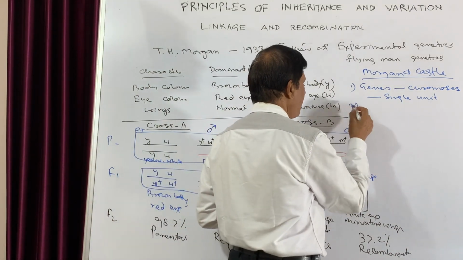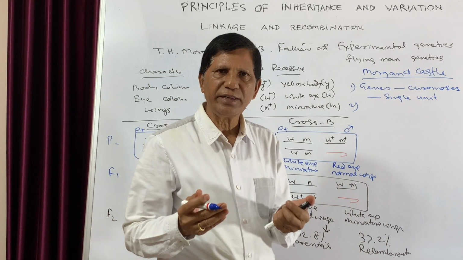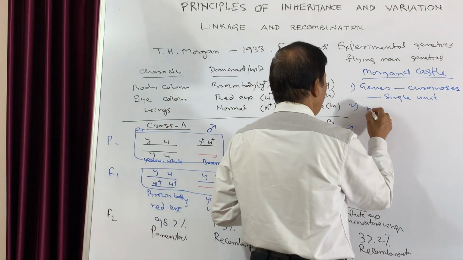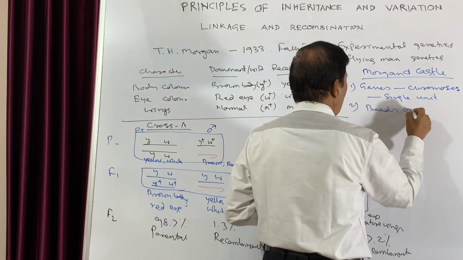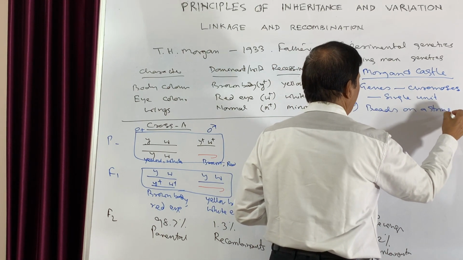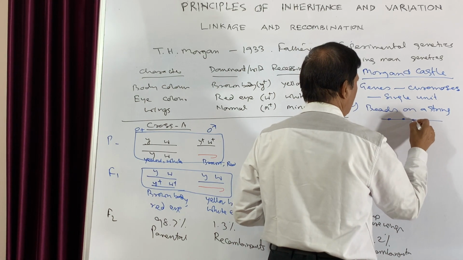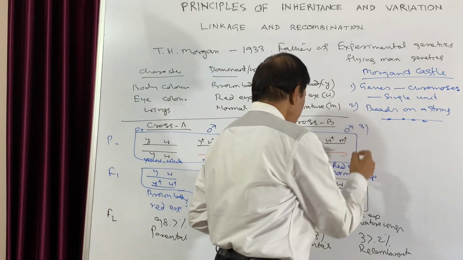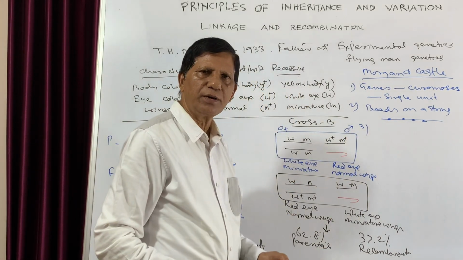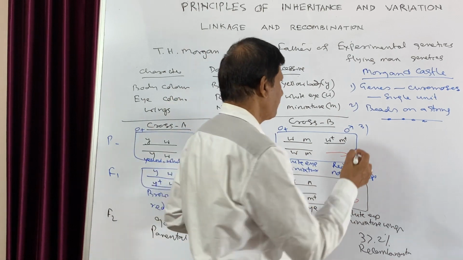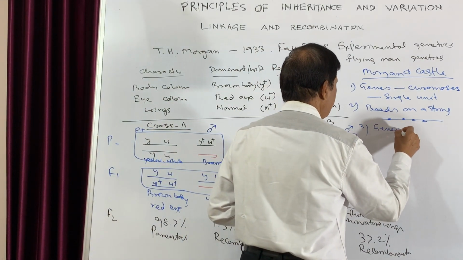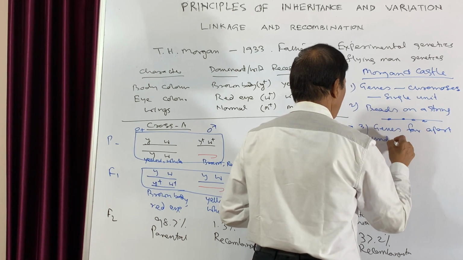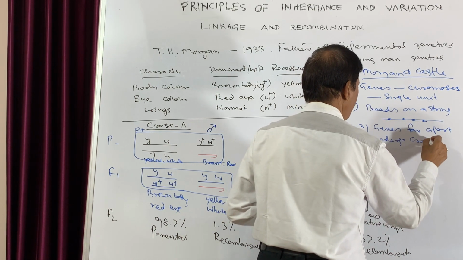The second point, how do they look? They look as if they are beads on a string, like this. They look like beads on a string. Number three, the genes which are far apart from each other undergo crossing over. Genes far apart undergo crossing over.